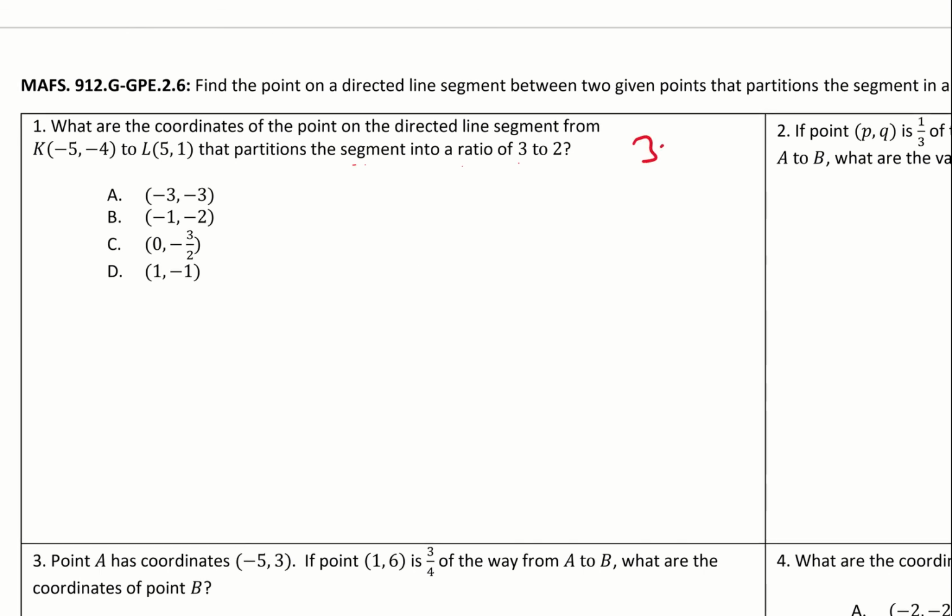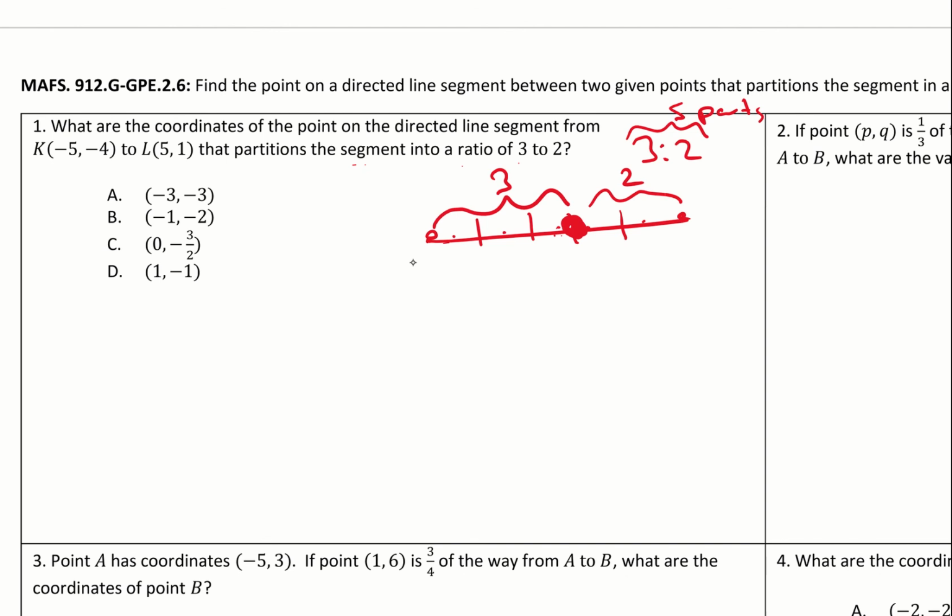So we got a 3:2 ratio. Remember, what that means is that you have a total of 5 parts, right? So you have a segment that you're breaking up into 5 pieces, just like this: 1, 2, 3, 4, 5 pieces. But you want it to be in a 3:2 ratio. So you want to put a point here that is 3 away from one and 2 away from the other. That's what 3:2 ratio means here.